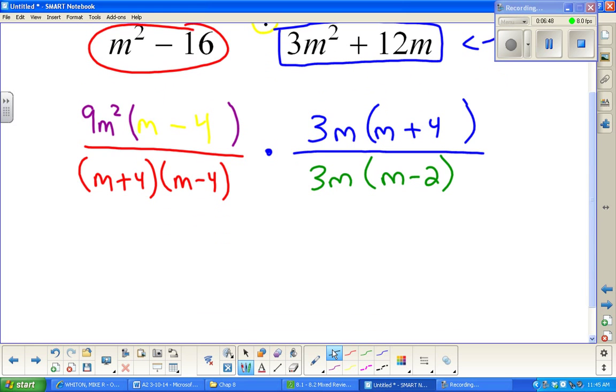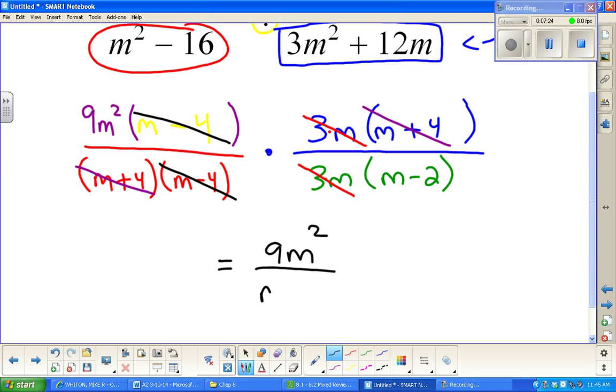We are now ready to start seeing what we can reduce. So let's go through. I see an m minus 4 over an m minus 4. Anything over itself equals 1, it can be canceled out. I see a 3m. Those are actually two separate things, but there's a 3 times m and a 3 times m. Those can be canceled out. I see a factor of m plus 4 in a numerator and a like factor in the denominator. And that's it. So the only stuff left here, our answer is going to be 9m squared. That's the only stuff in the numerator. And the denominator just had an m minus 2. And that would be considered simplified.